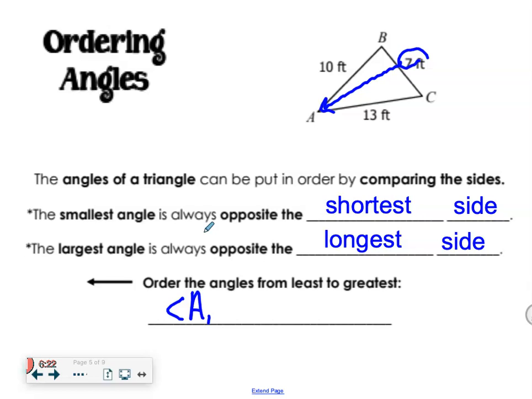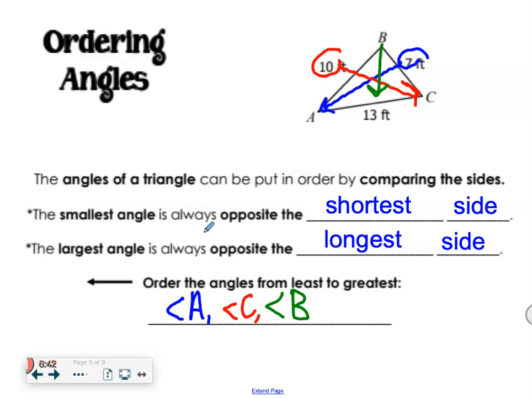Okay, now what's your medium side? 10, which is across from C. And then B would obviously be your largest. Does that make sense?